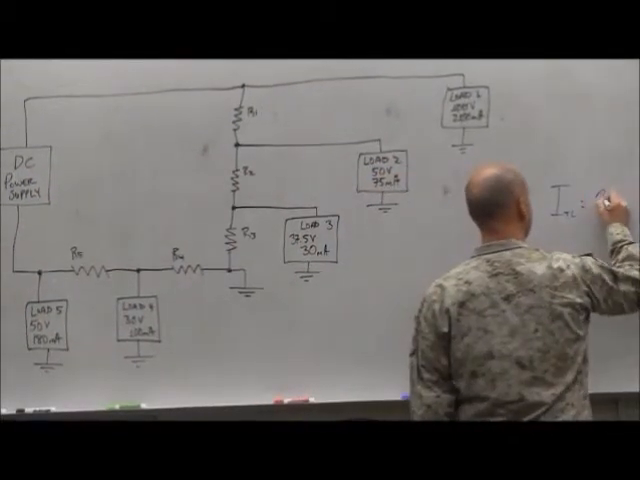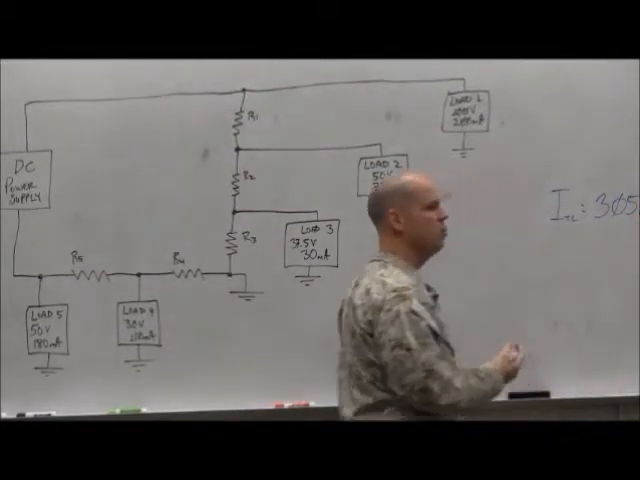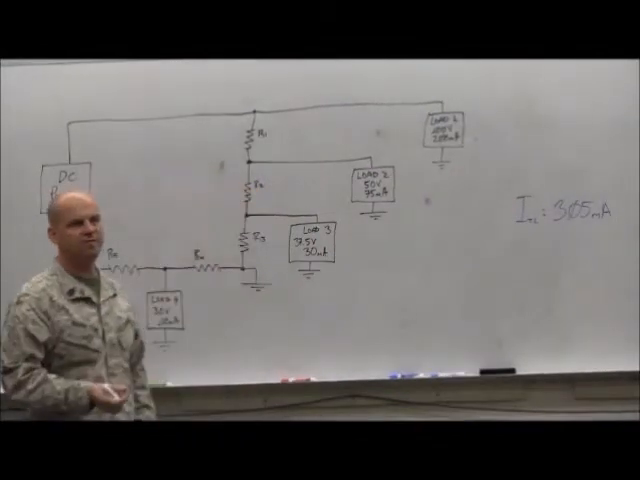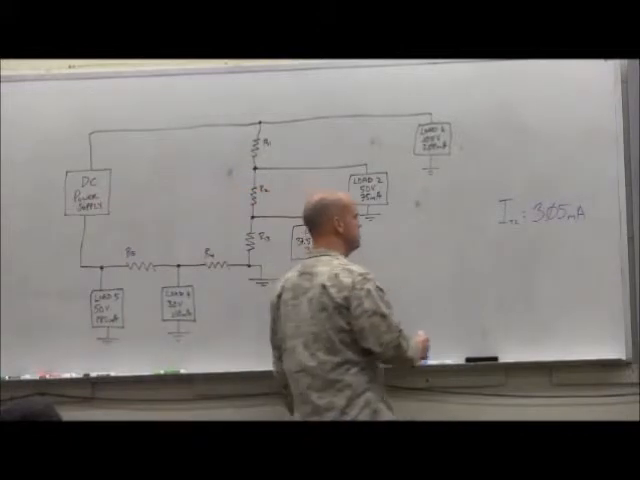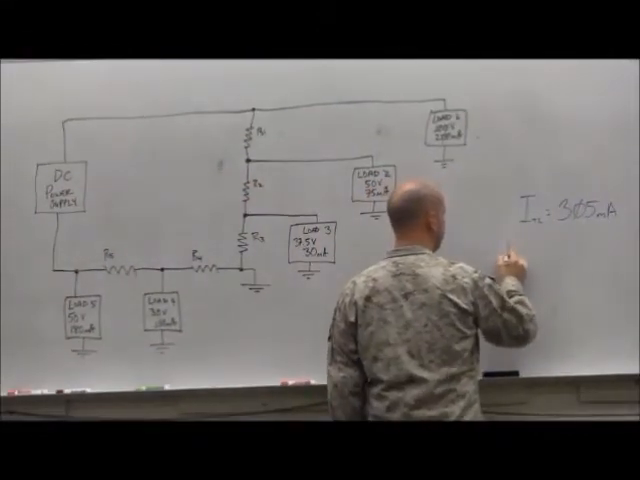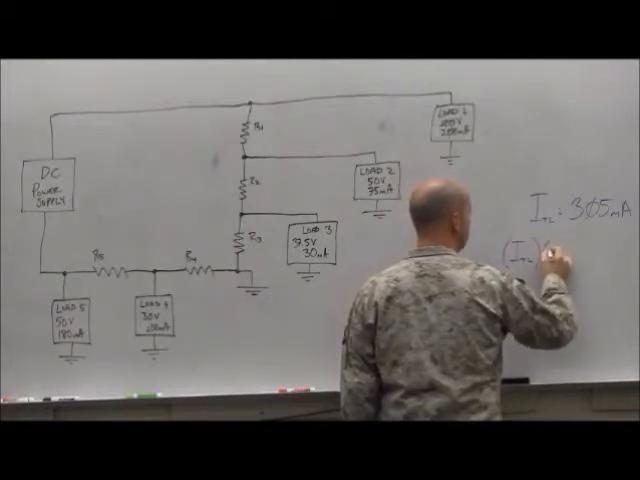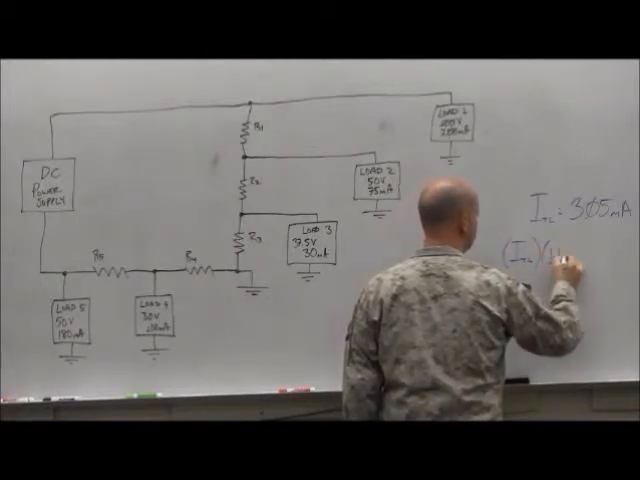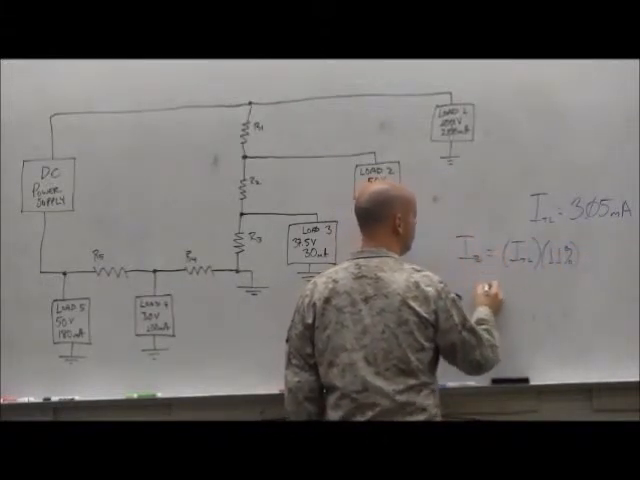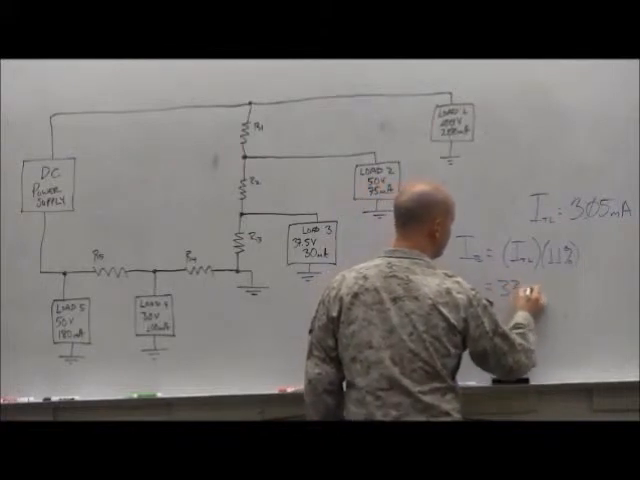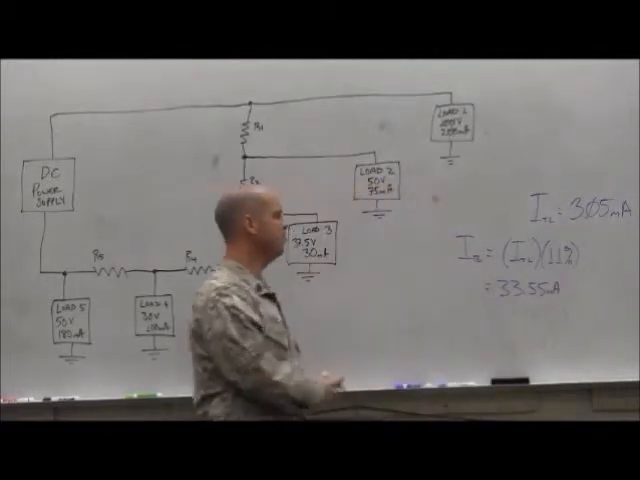305 milliamps. Okay, now that we have the total load current, what could we find? The bleeder current. How do we find the bleeder current? We take ITL, multiply it times 11%. And that gives us 33.55 milliamps.